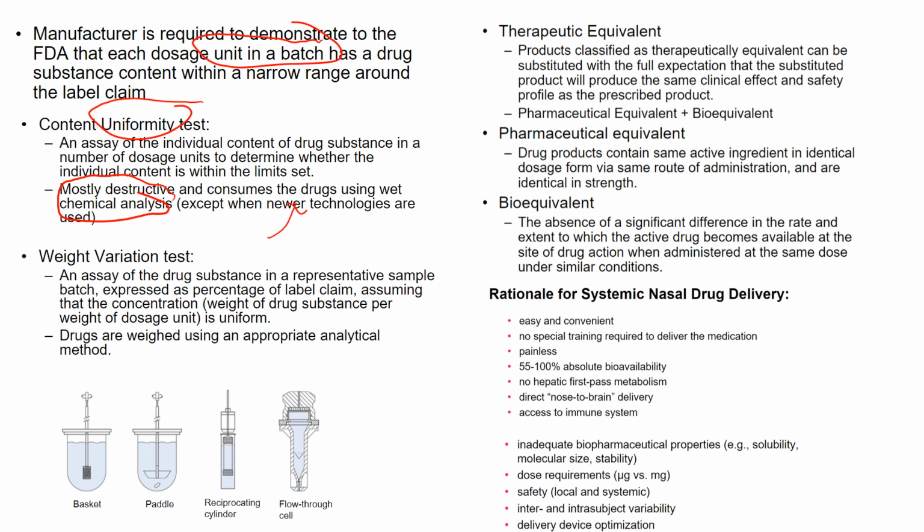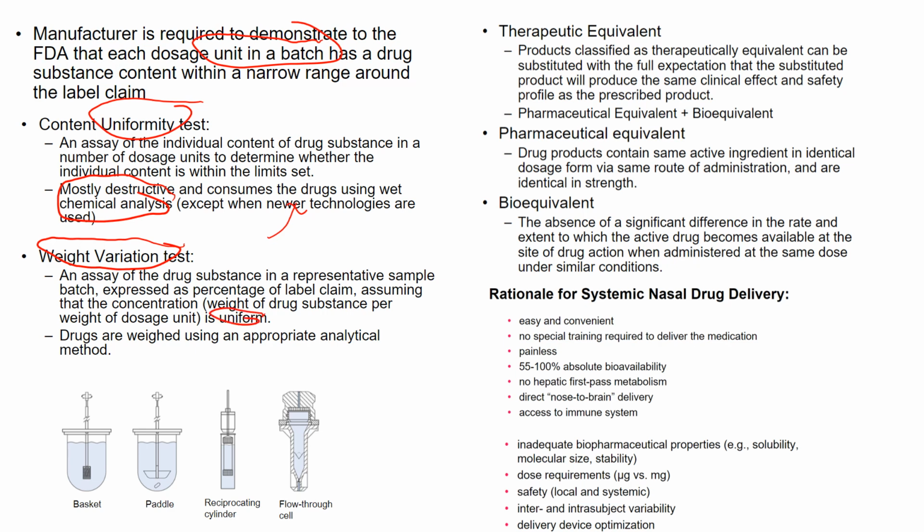A more simple test is the weight variation test. This is almost what we do in Skills Lab when we make our own capsules. We need to see that they fall within a certain range, although I don't think it's as generous as 10%. Like we use, it's probably more like 1% or even less. But yeah, just to make sure these doses are uniform.